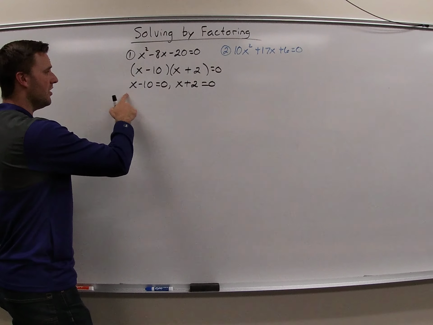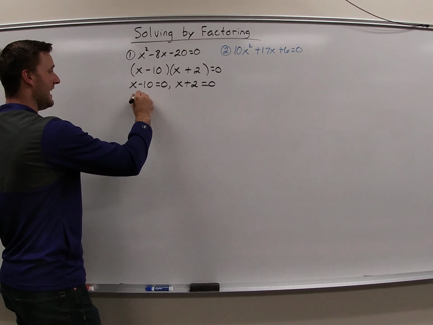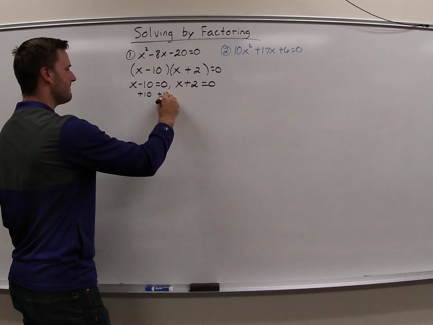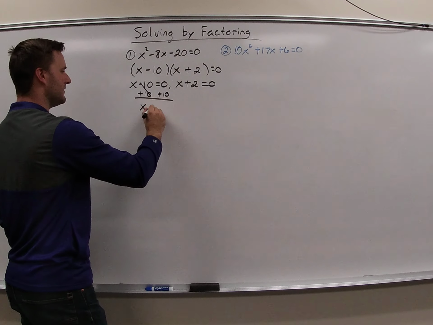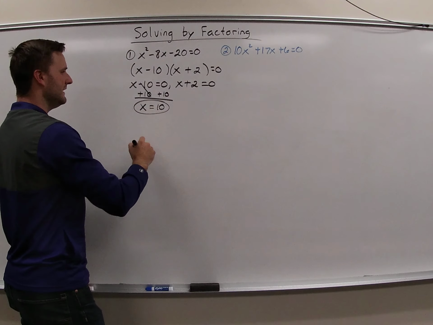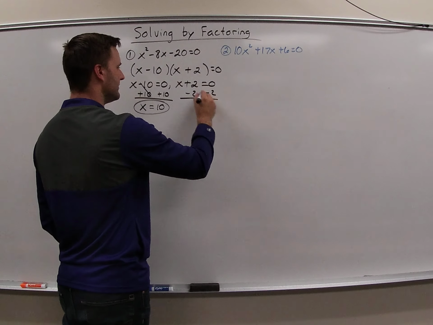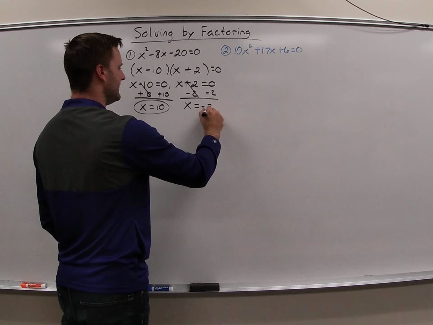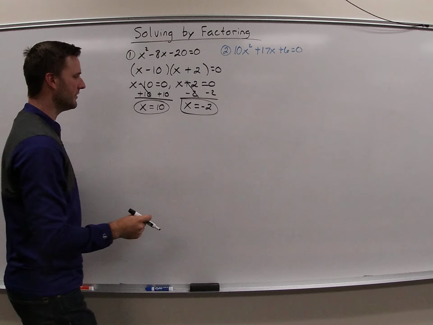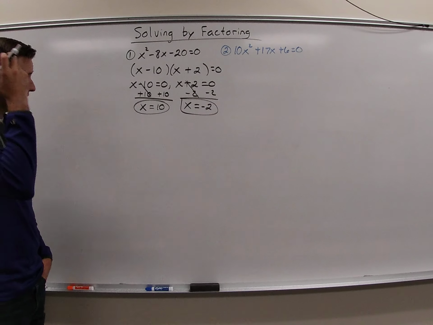From here, to move everything away from x, I'm going to add 10 to both sides, and I get that x equals a positive 10. So that's one of my two solutions. Here, I'm going to subtract 2 from both sides and get that x equals a negative 2. And so that's another solution. So we get two solutions.